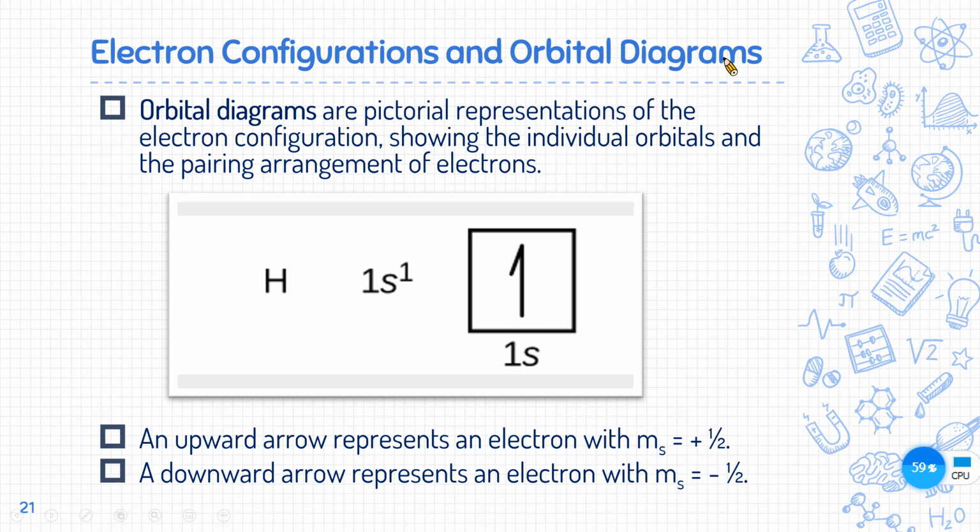Configurations and the orbital diagram. What is the orbital diagram? It looks like this. Orbital diagrams are pictorial representations of the electron configurations, showing the individual orbitals and the pairing arrangement of the electrons. This is the electron configuration, the individual orbitals, and this is the pairing arrangement of electrons. Here, an upward arrow represents an electron with the spin quantum number ms equal to +1/2, and a downward arrow, not shown here, represents an electron with spin quantum number ms equal to -1/2.